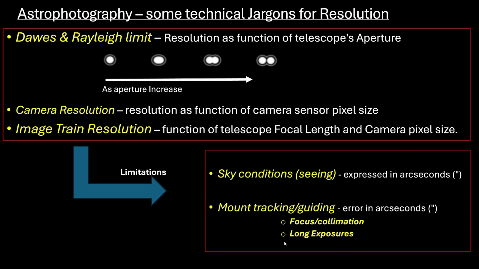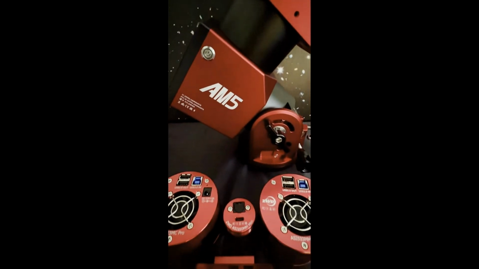Good focusing or collimation is also a critical factor that needs to be given topmost priority to optimize resolution in our image. So you can see it's not just the aperture, but the camera pixel size, focal length, seeing condition, mount's tracking error, focus or collimation, and long exposure all play a key role in the final resolution of the image. Now let's take a look at my imaging setup.